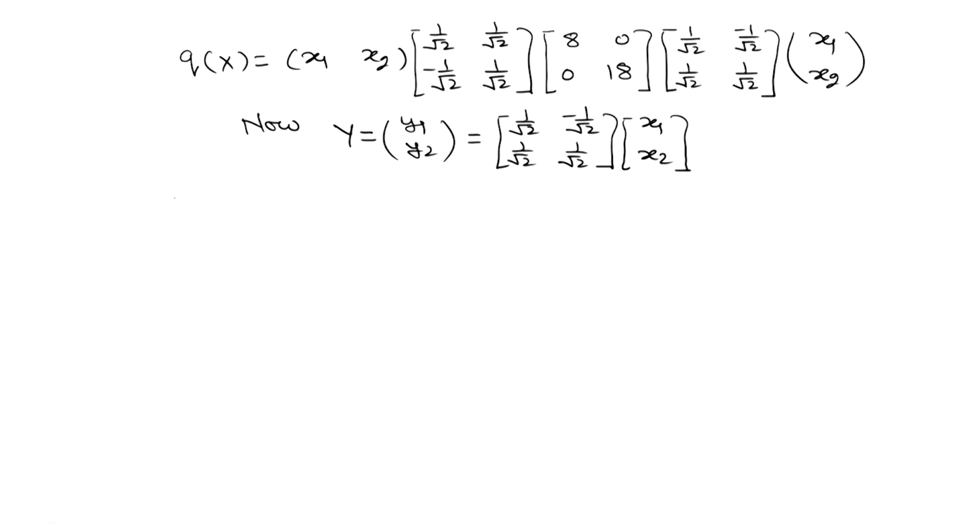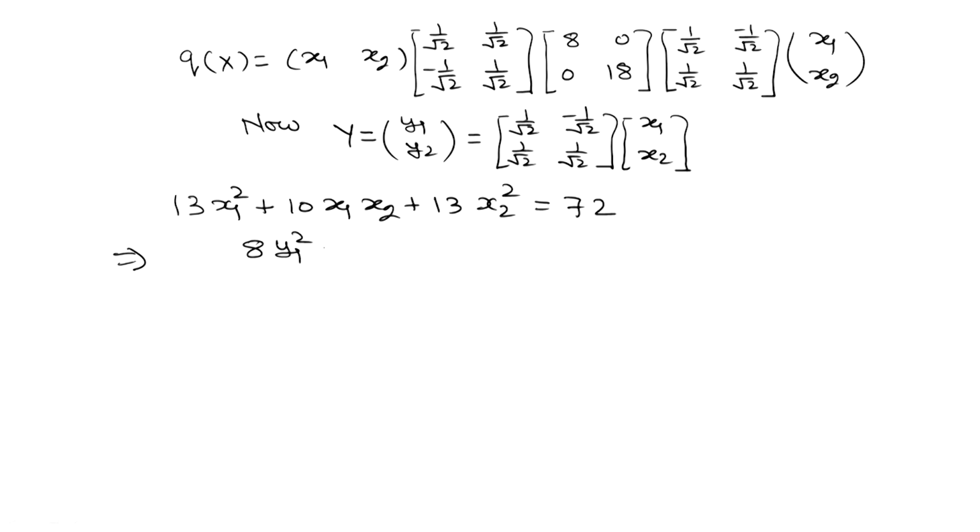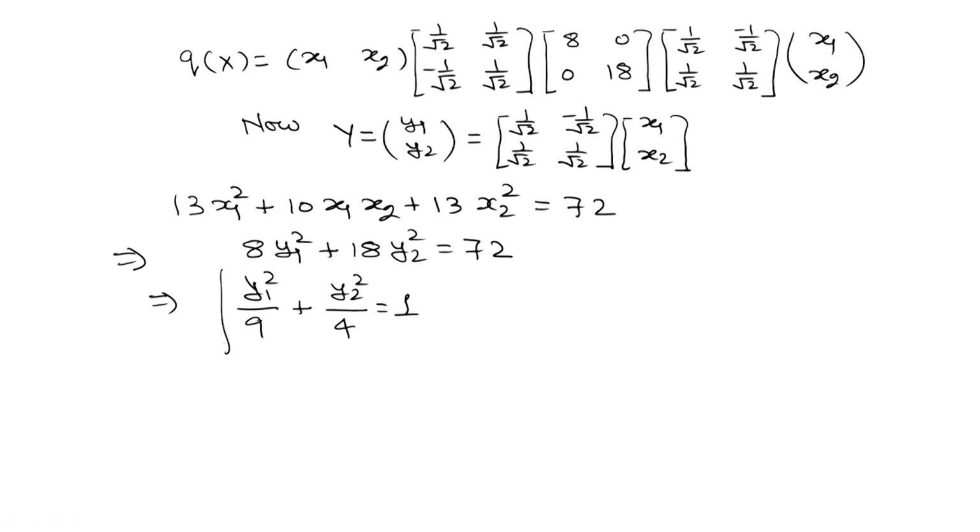So, in this way I can write the quadratic form 13 x1 square plus 10 x1 x2 plus 13 x2 square equals 72 in the new variables y1 and y2, and it will become basically 8 y1 square plus 18 y2 square equals 72, or this I can write as y1 square upon 9 plus y2 square upon 4 equals 1, which is a standard equation of the ellipse.